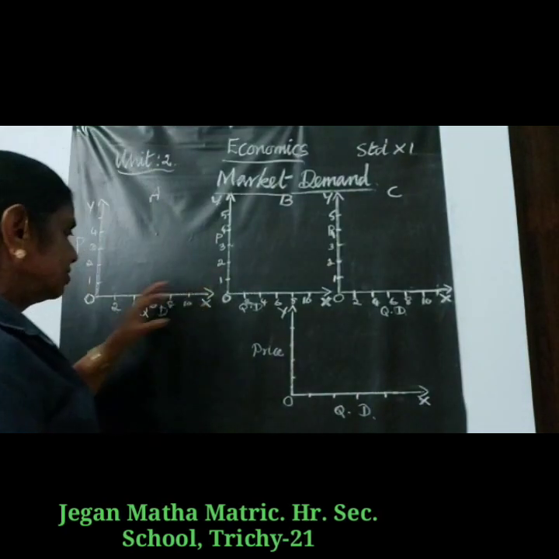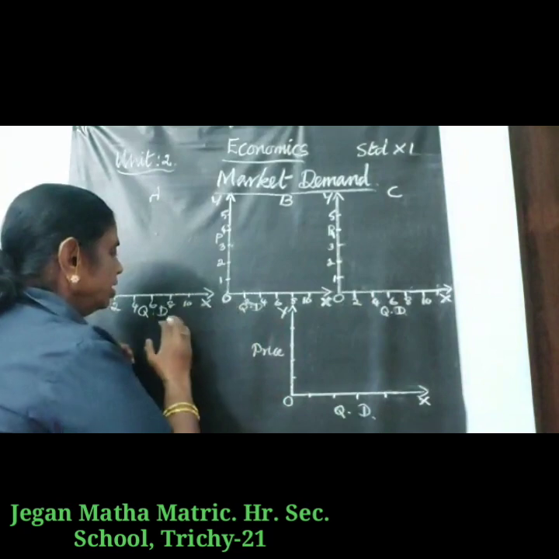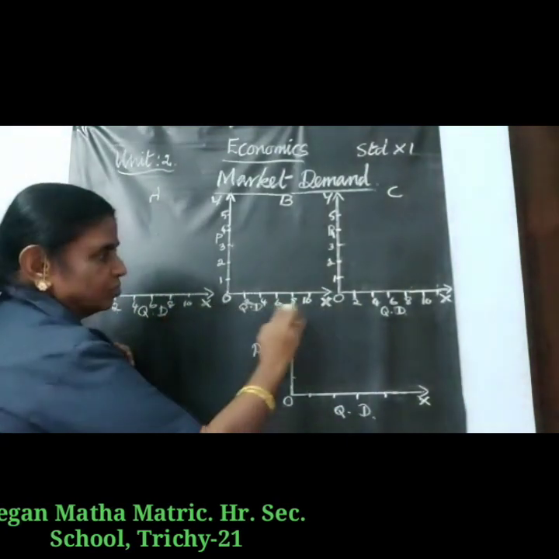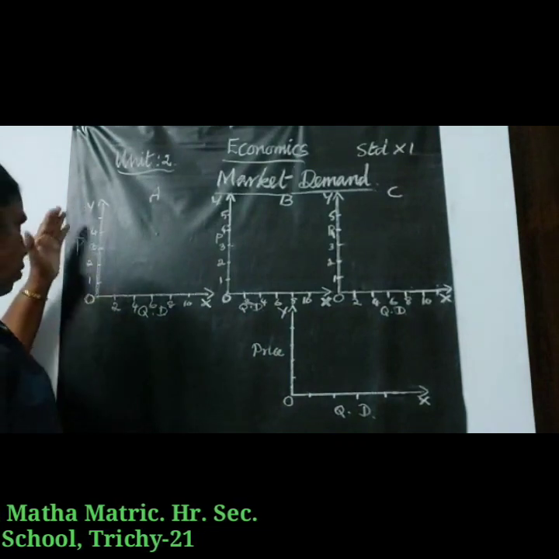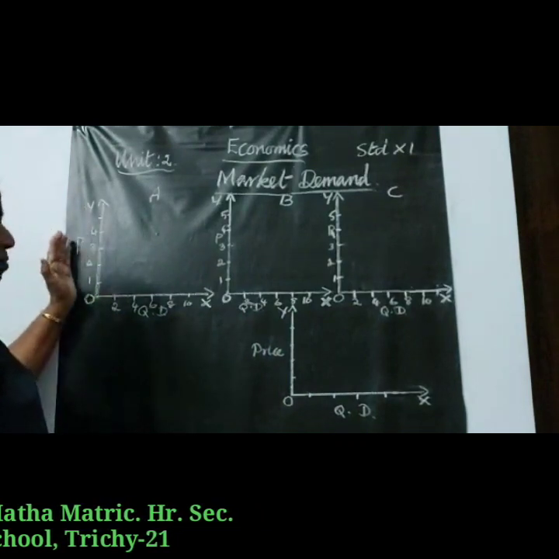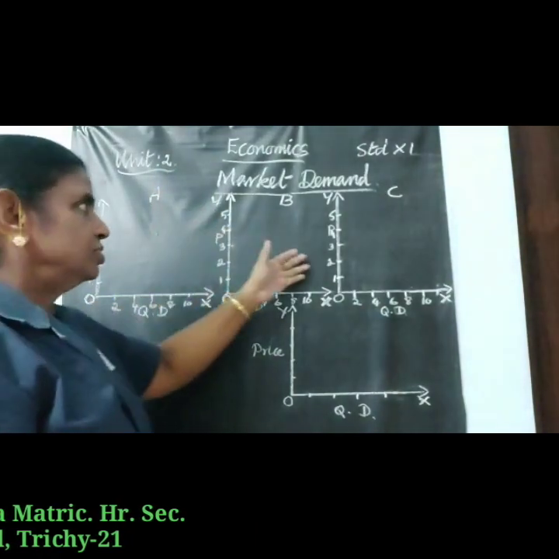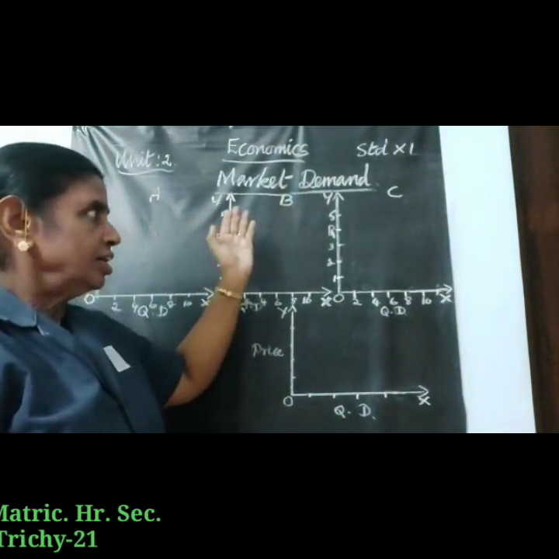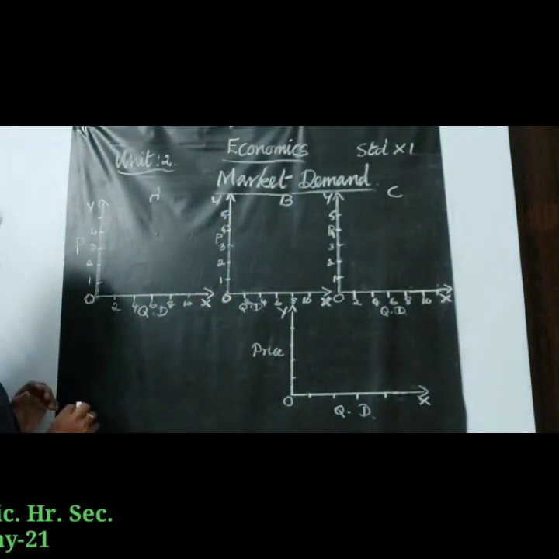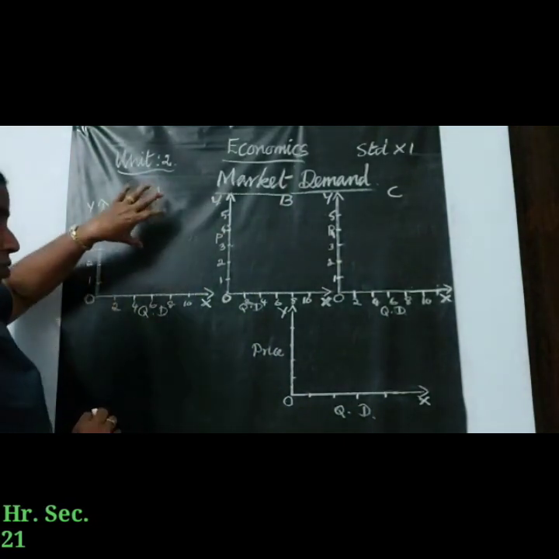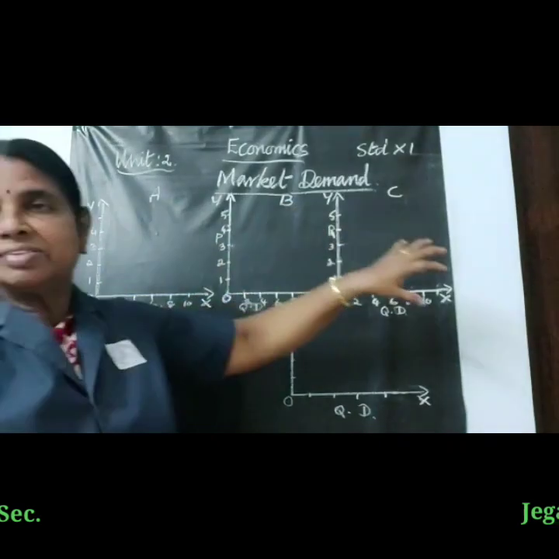Now, the horizontal line is taken as the x-axis, and quantity demanded is marked on the x-axis. The vertical line represents the y-axis, and the y-axis represents price. So the vertical line is y, and price is mentioned here for all three, A, B and C. And let us come to the commodity demanded by A, B and C.